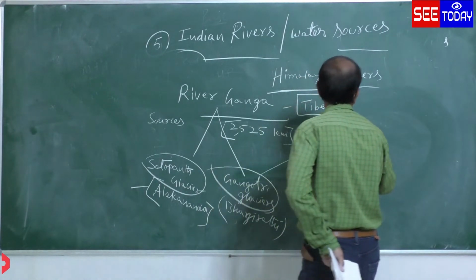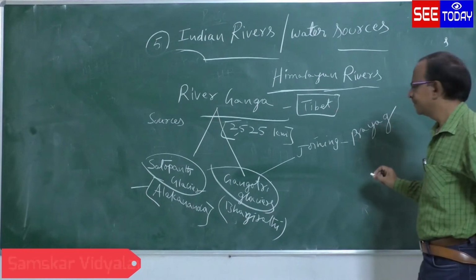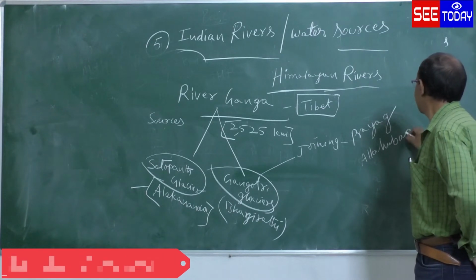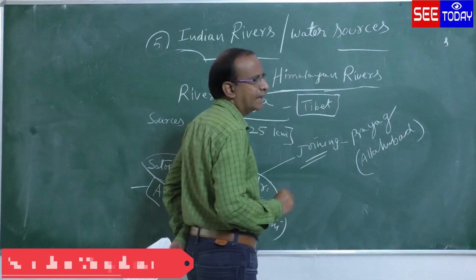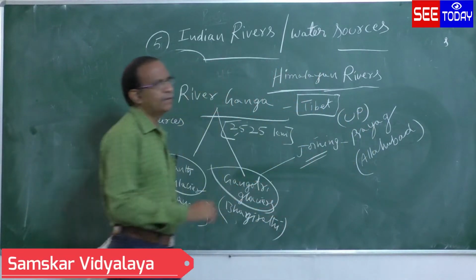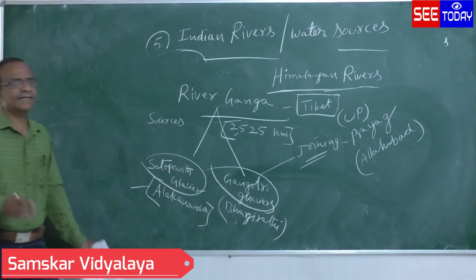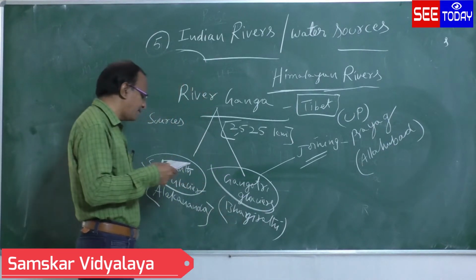at Prayag near Allahabad. Near Allahabad at Prayag they are joining, in Uttar Pradesh. Along with this, the Alakananda and Bhagirathi, two rivers together, are formed as the river Ganga, joining at Prayag nearby Allahabad.